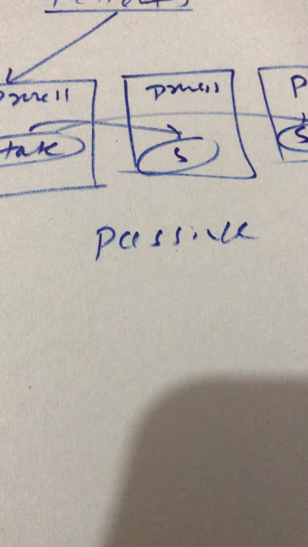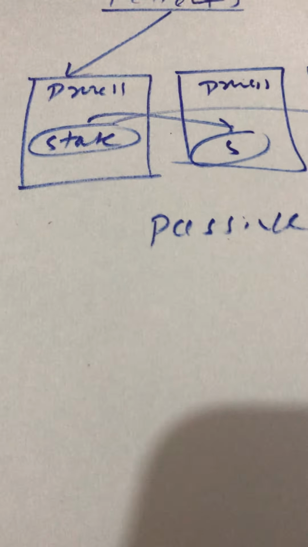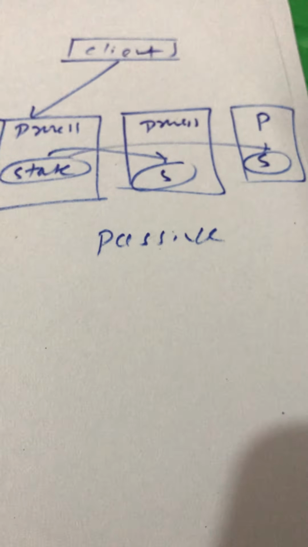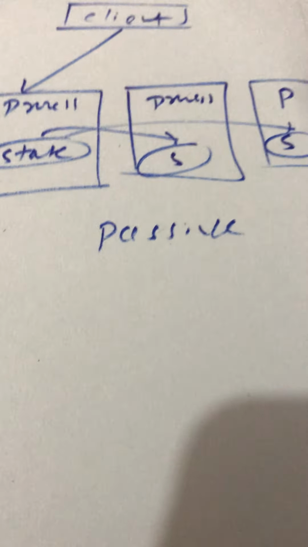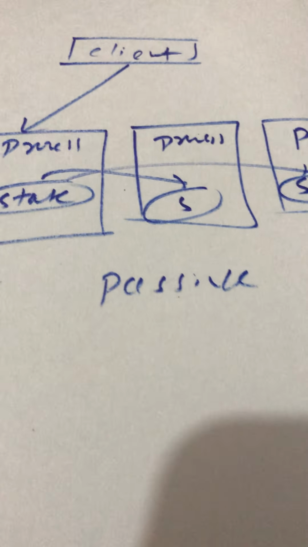This may be used for non-deterministic processes. Passive replication may be used for non-deterministic processes. The main disadvantage of passive replication is that in case of failure, the response is delayed.